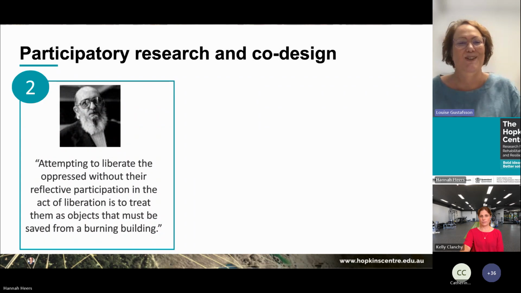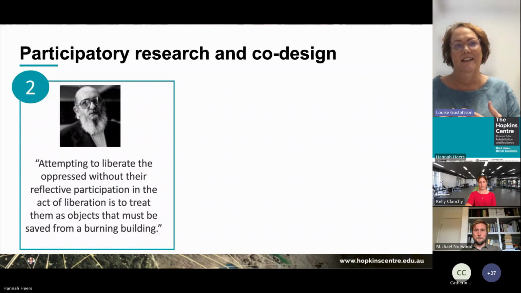And I think this quote from him quite aptly demonstrates that if we do not involve people in generating the solution, then we are treating them as objects that must be saved from a burning building. So you can see here there's a real flavour of what we like to do here at the Hopkins Centre, and certainly what we're talking about today, in that even though we as a team will have certain expertise, we bring that together with people that have the expertise of their experience, to understand that experience and also identify the solutions.